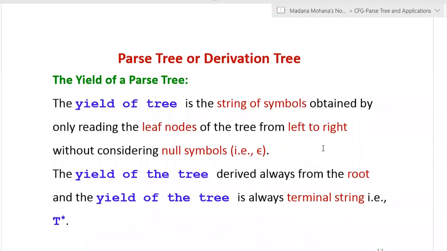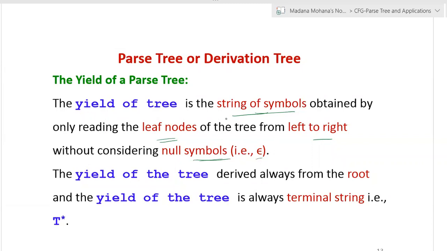So now finally, another concept related to derivation tree or parse tree. The concept is called the yield of a parse tree or derivation tree. How do we define the yield of a derivation tree or parse tree? This is nothing but the string of symbols obtained only by reading the leaf nodes of the tree from left to right, without considering the null symbol, that is epsilon or lambda.